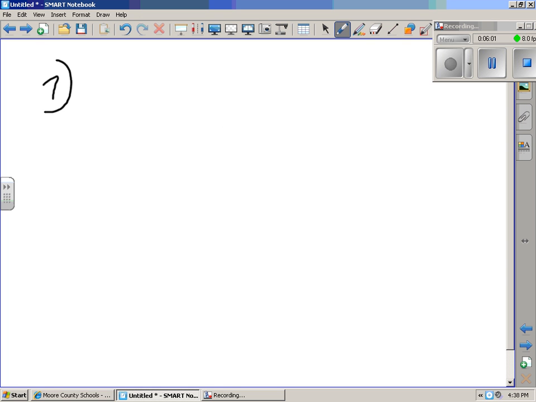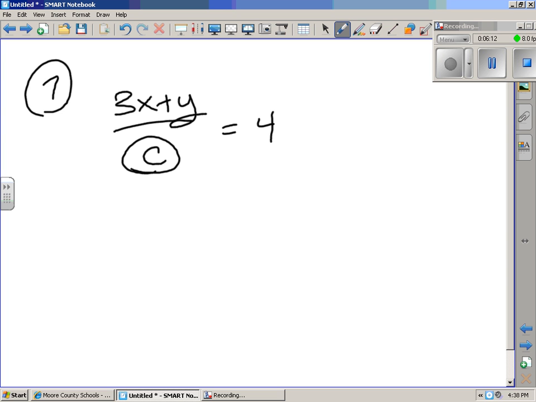Number 7, 3x plus y divided by c is equal to 4. And in this case, we're solving for c. So what I'm going to do is what we did in class where we cleared fractions just to get rid of the fractions. It's easier to work when you no longer have a fraction. So we multiply by the denominator.